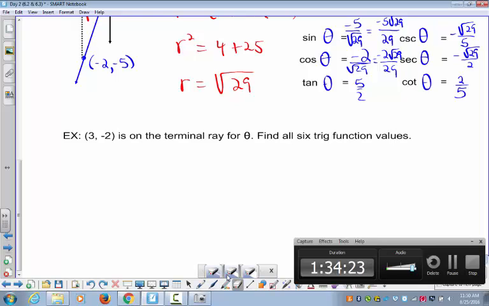So one question that we could ask, we could say, what is the smallest positive angle that has these trig function values? If we wanted to find theta, we could say, what is the smallest theta? So the smallest positive theta would be this one. The smallest negative angle would be that one. But you could spin around multiple times and end up at that, as long as you end up at that terminal ray.